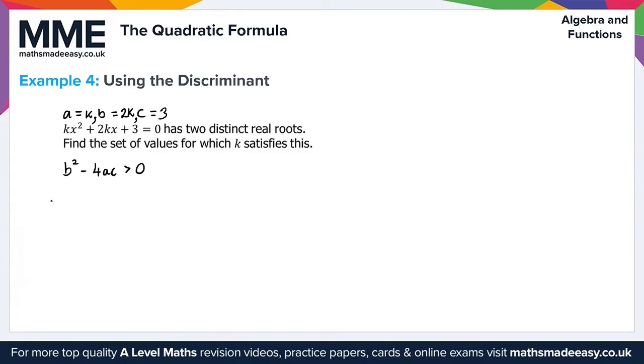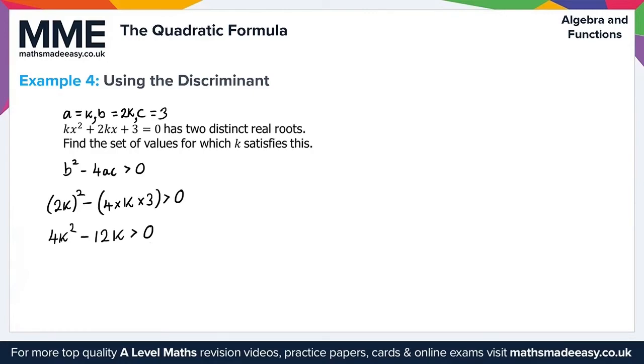So if we do that, what we obtain here is 2k squared minus 4 times a, which is k, times c, which is 3. And this is all greater than 0. So here, if we simplify where we can, 2k squared gives us 4k squared minus, and if we simplify inside this bracket, we obtain 4 times 3, which is 12, times k, giving us minus 12k. This is greater than 0.